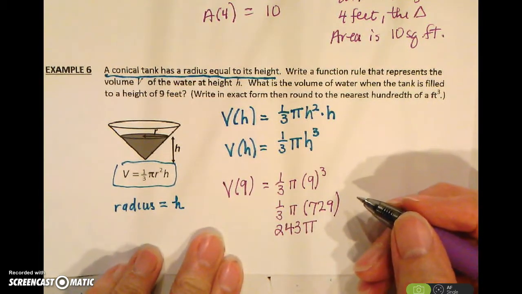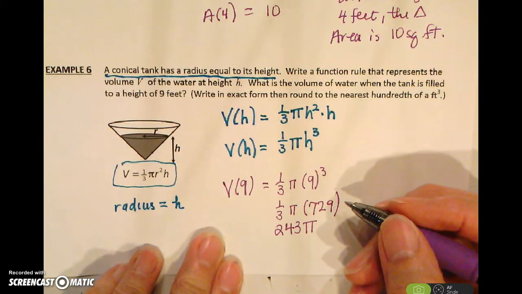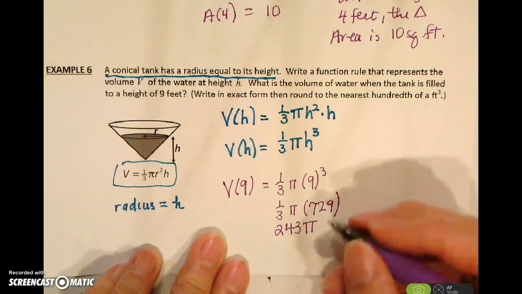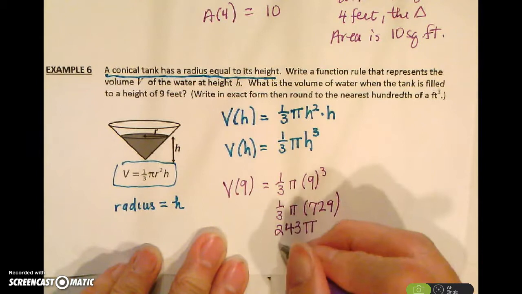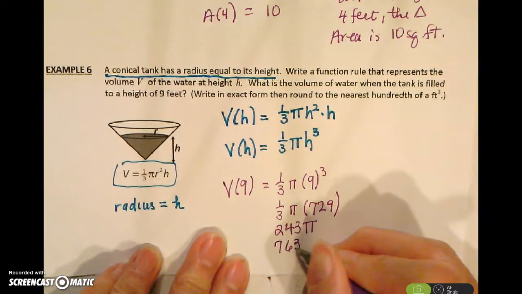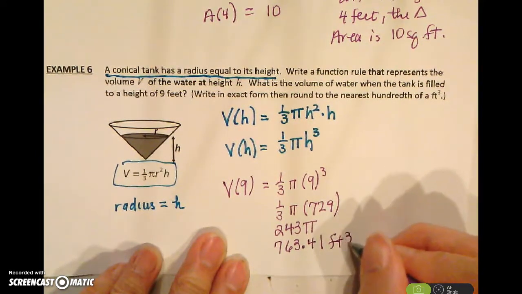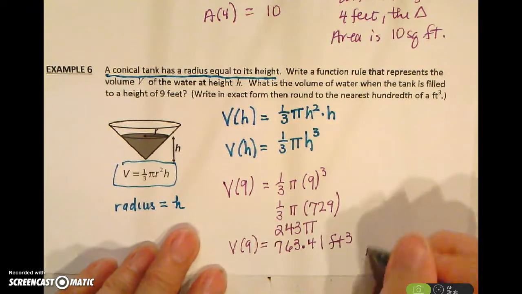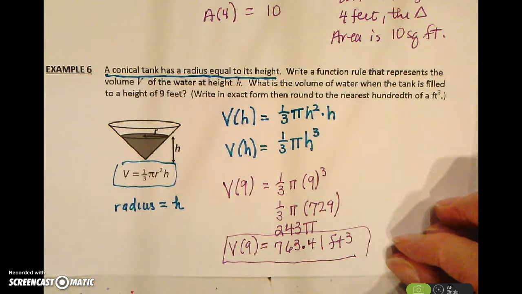You'll notice that on your calculator, there is a pi symbol on the far left, next to the bottom there, and you can use that when calculating it. And that's going to be equal to, rounding it off, 763.41 feet cubed. So the volume for a height of 9 feet is going to be 763.41 feet cubed.